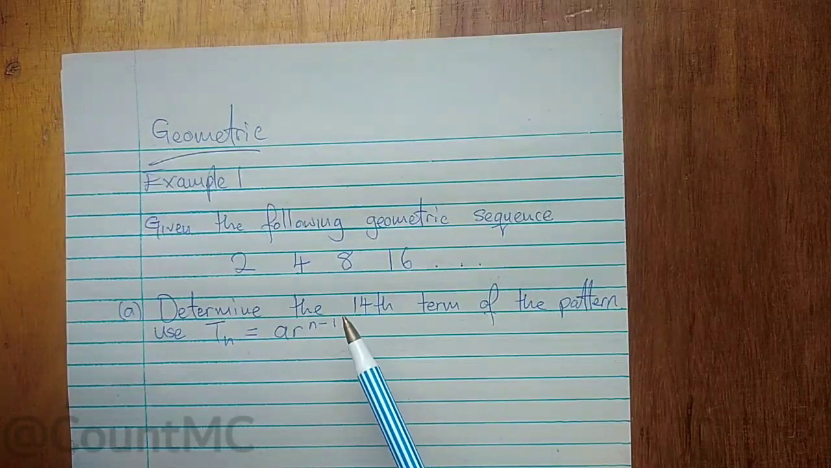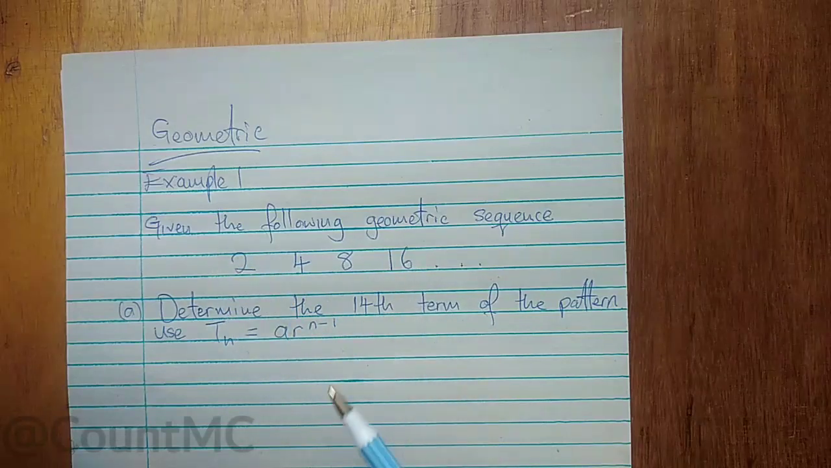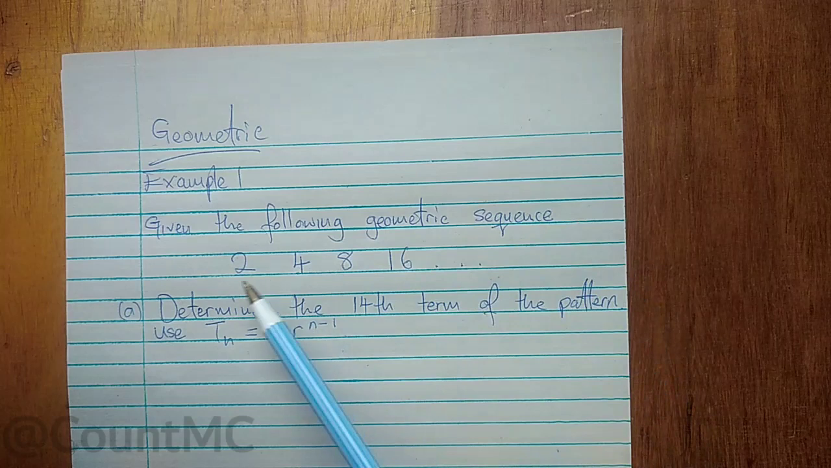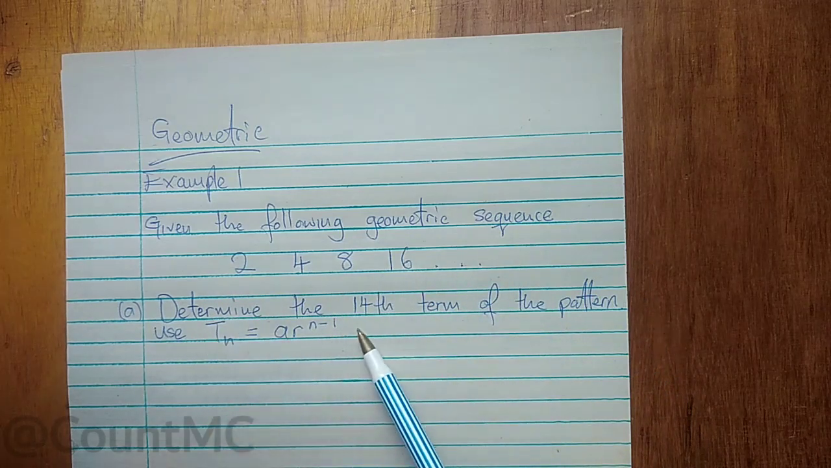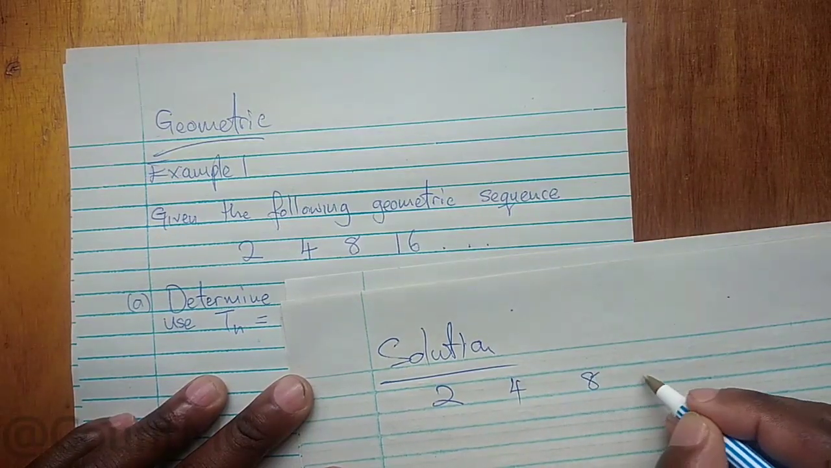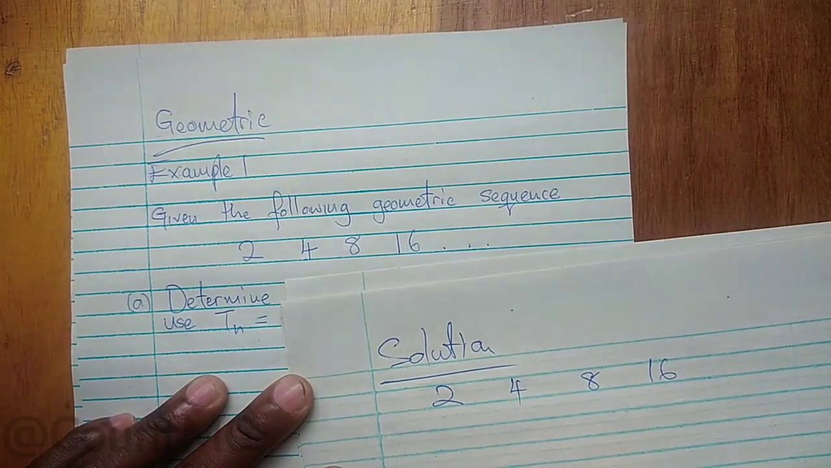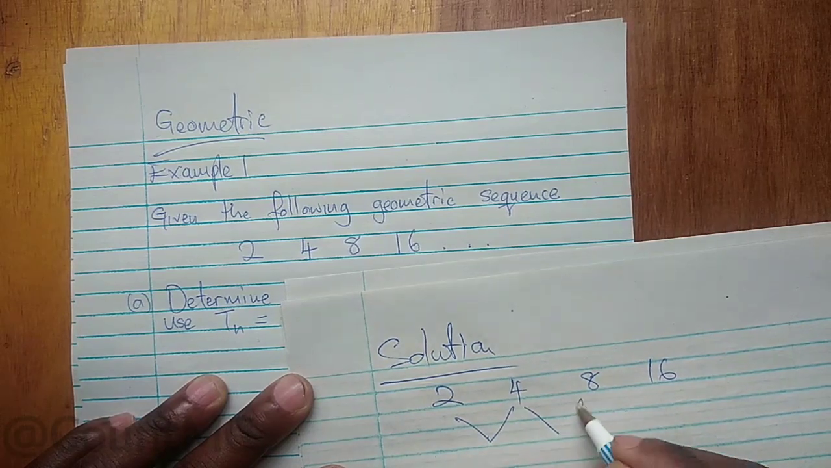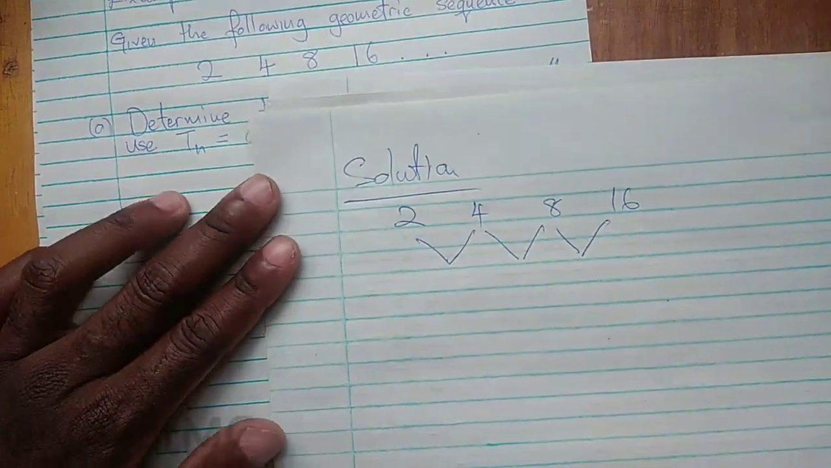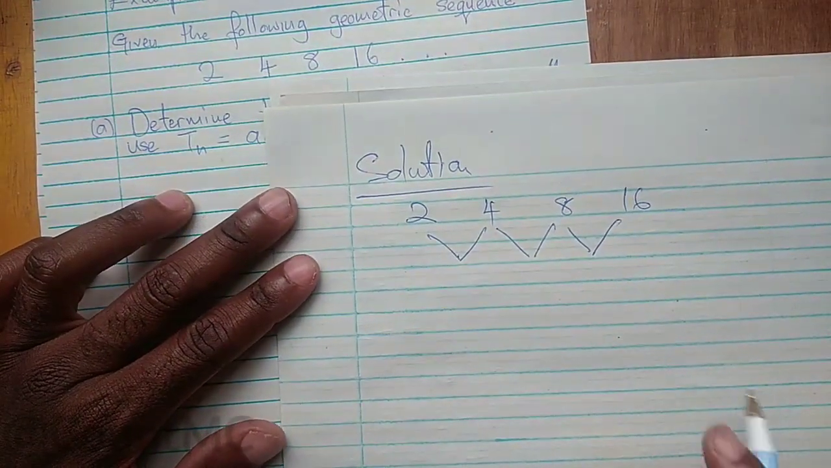Now let's recap how you find equations for a geometric sequence. Given the following sequence 2, 4, 8, 16, determine the 14th term of the pattern. Use the formula. Let us write our pattern first: 2, 4, 8, and 16. Let's find the constant ratio first. That's the first step. Always find the constant ratio.